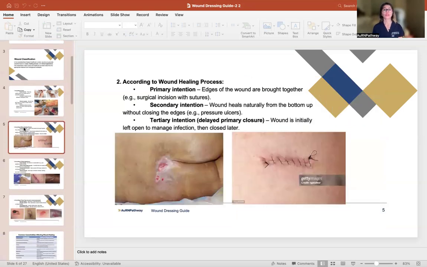In terms of the wound healing process, we have primary, secondary, and tertiary intention. Usually with tertiary, these are wounds that are deep, and we sometimes pack them, or it is to manage infection to start with. Primary is your surgical incision, for example, and secondary, a good example is your pressure ulcer.